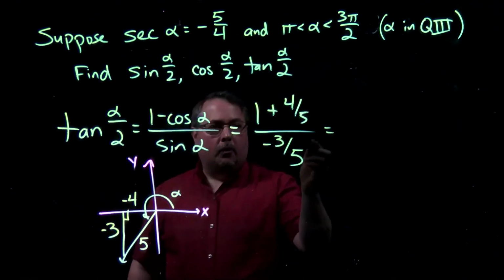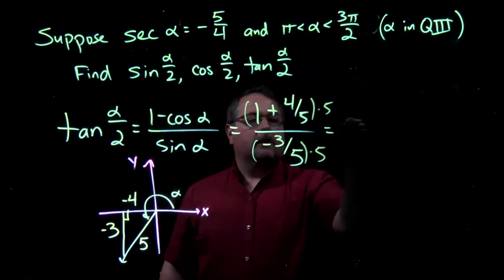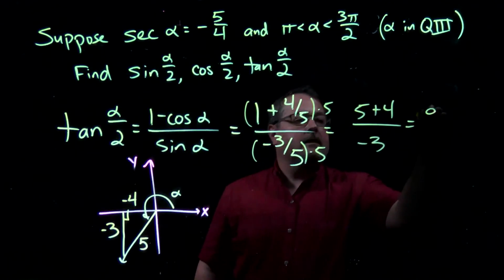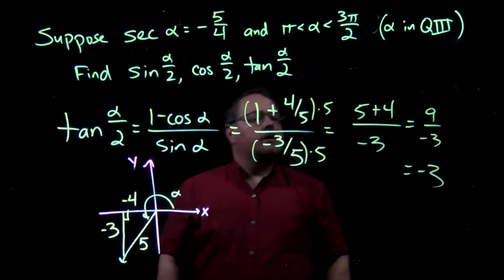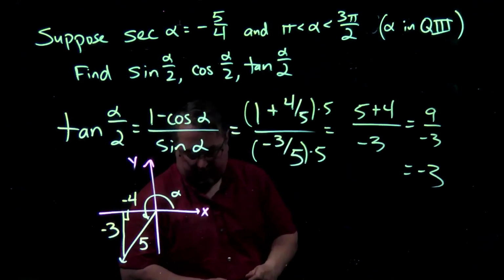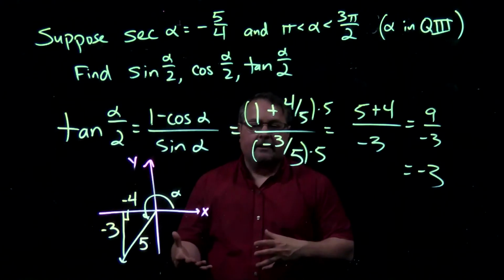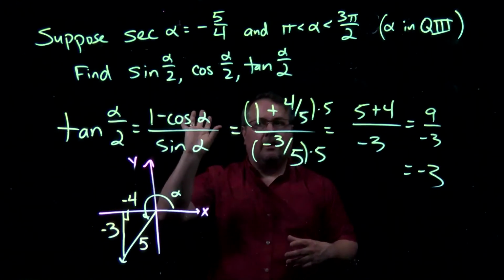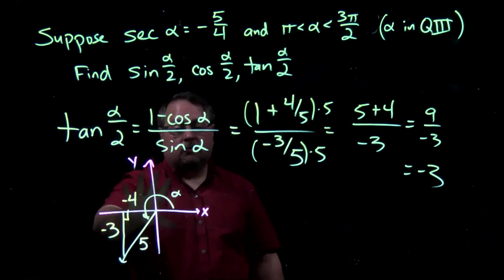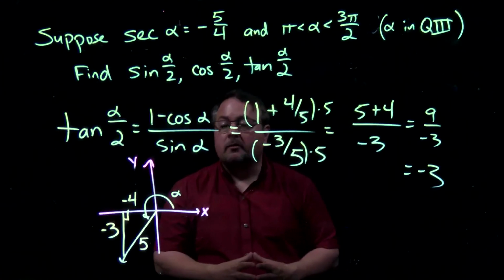Okay, and just like before, we can simplify this by multiplying the top and bottom by 5. So that's going to give us 5 plus 4 over -3, or 9 over -3 is -3. Okay, so again, if I were just doing this problem on an exam or something, if I were taking this course, I would not use the tangent formula. I would just do sine over cosine. But I did want to illustrate, sometimes we do need to find trig values of our angle alpha so that we can find the trig values of alpha over 2 using our right triangle.